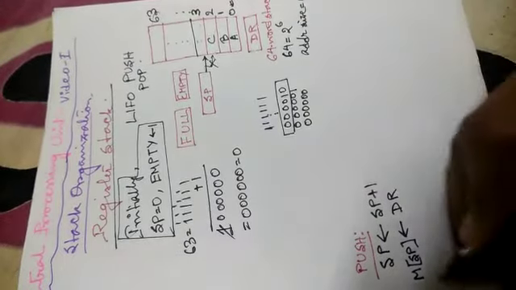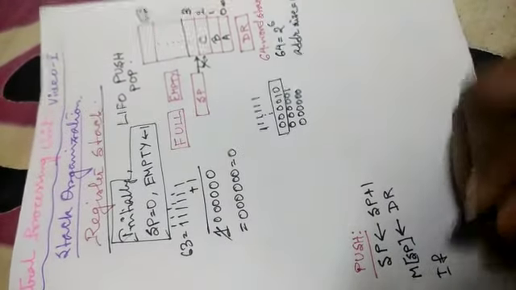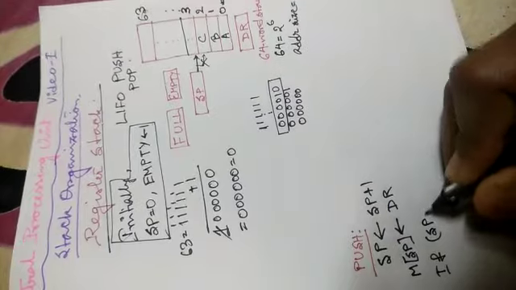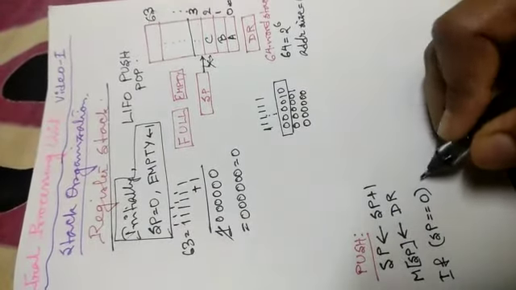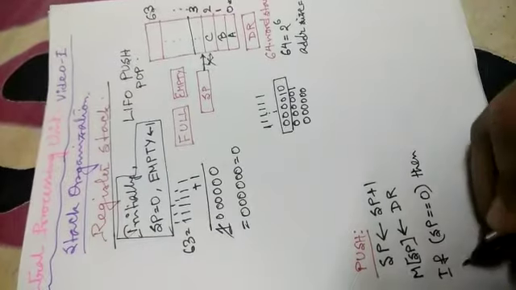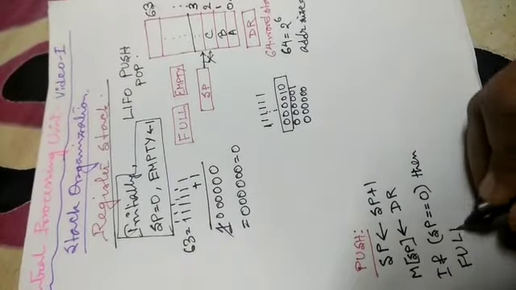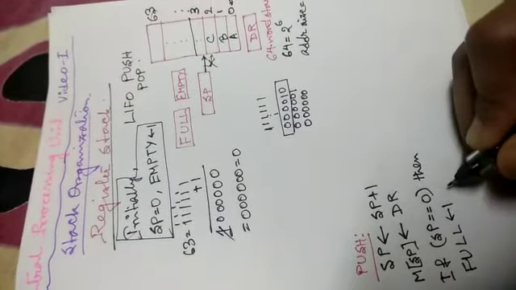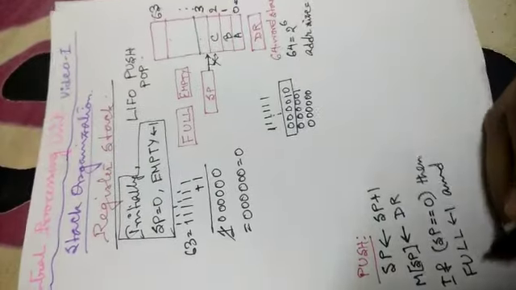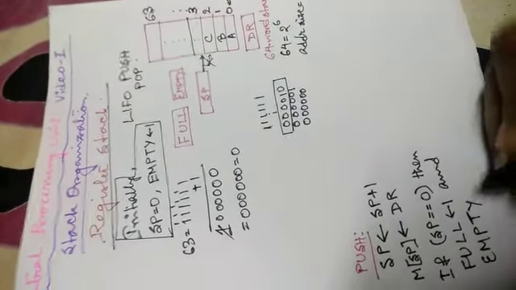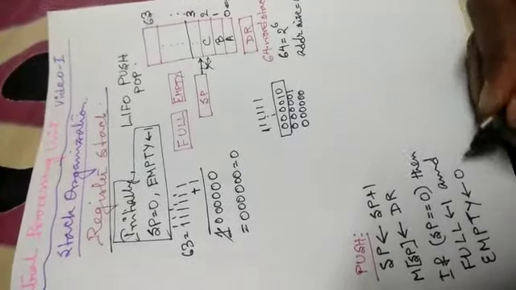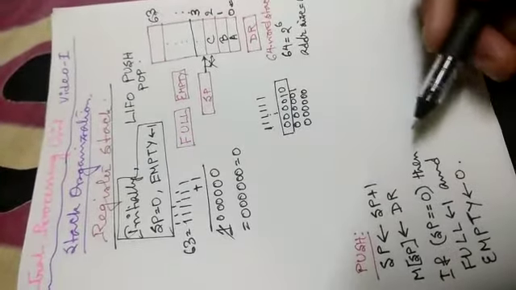So let's write it. If stack pointer equal to 0, then full is 1 and empty is 0. I repeat this thing.